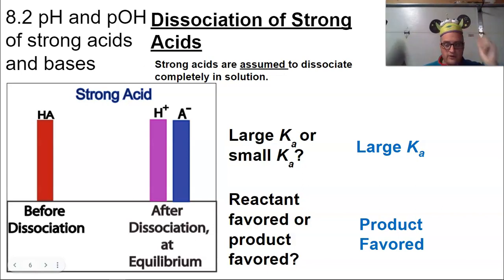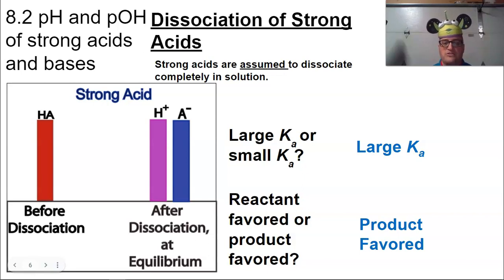Okay, we are looking at pH and pOH of strong acids and bases. Key idea is strong. Strong is simpler. Weak, ugh, not so easy.